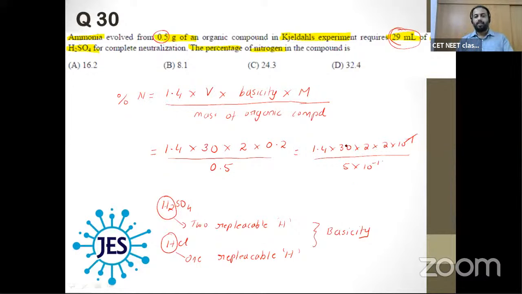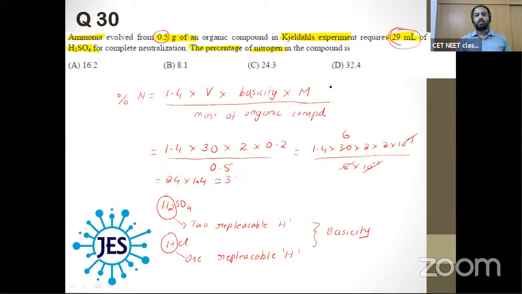Now see, 5 and 30 gives 6 times. 2 into 2 is 4, 4 into 6 is 24. Now this will be 24 into 1.4. You don't need to calculate in detail, analyze it this way. You don't have to multiply in detail. 24 into 1 is 24. 24 into 2 is 48. 24 into 1.4 must be a number between 24 and 48. So that will be approximately equal to 36.